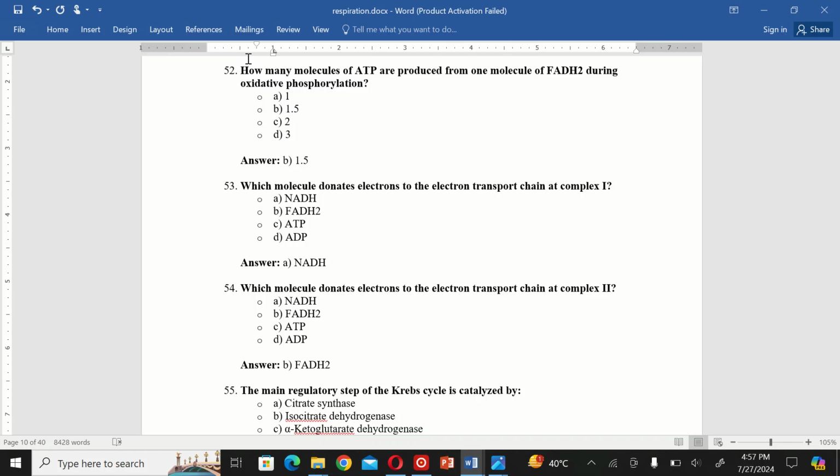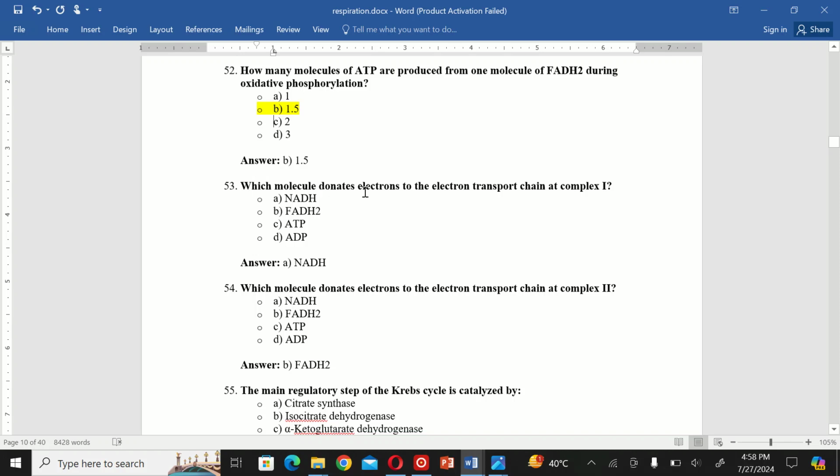The next MCQ is: how many molecules of ATP are produced from one molecule of FADH2 during oxidative phosphorylation? A. 1, B. 1.5, C. 2, and D. 3. So the correct option is B, 1.5.